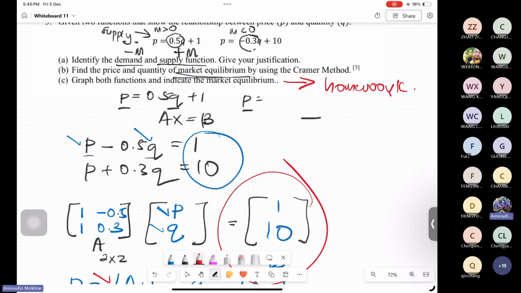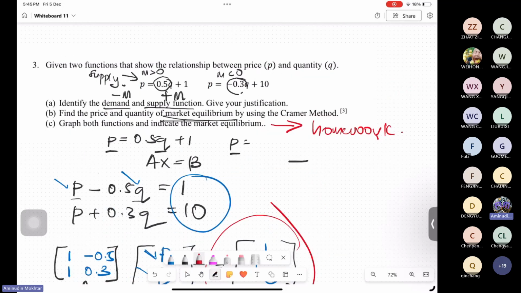Okay, this question is based on topic 1. I hope you can use the question for your revision, because in topic 1 I have in my notes a few examples of how to graph this question. It is a normal demand and supply question. And then the second homework is question B.